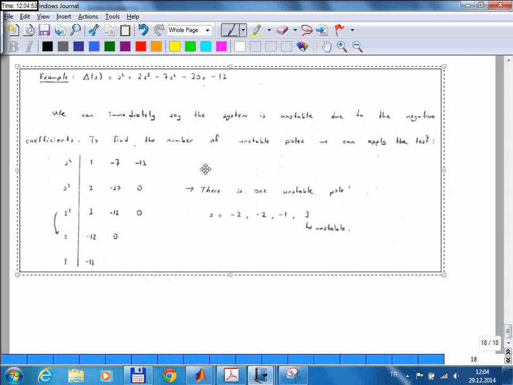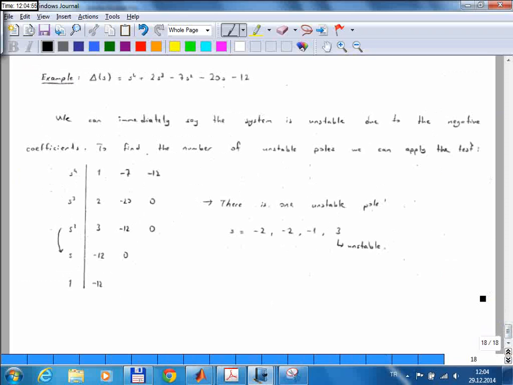So let's take a look at this example. So this is a polynomial given. The first coefficient is positive, that's fine. And then there are some negative coefficients. In fact, there are 3 of them. Okay? So without even applying the test, you can tell that the system is unstable.